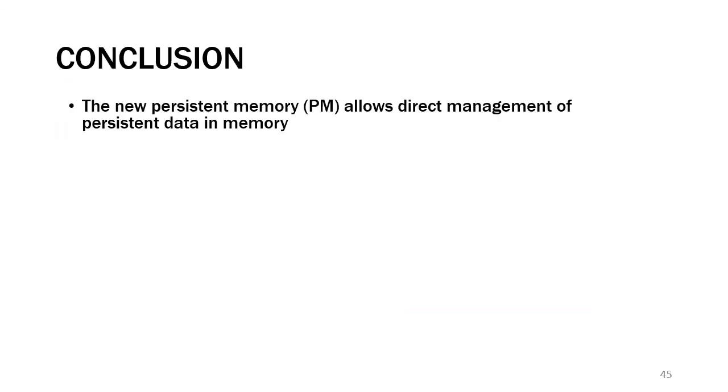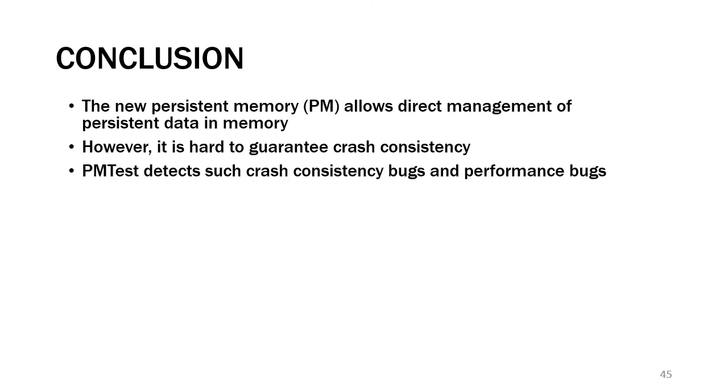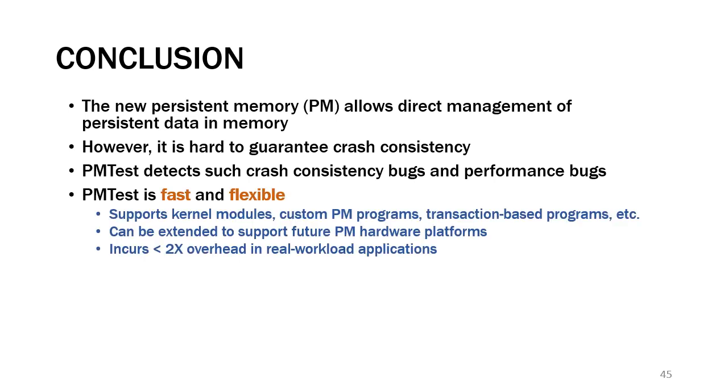In conclusion, the new persistent memory technology allows direct management of persistent data in memory for better performance. However, it is really hard to guarantee crash consistency. PMTest is a tool that detects such crash consistency bugs and also performance bugs. PMTest is fast and flexible, it supports different types of software systems, and it can be extended to support future persistent memory hardware platforms. When testing real-world applications, it only incurs less than 2x overhead.